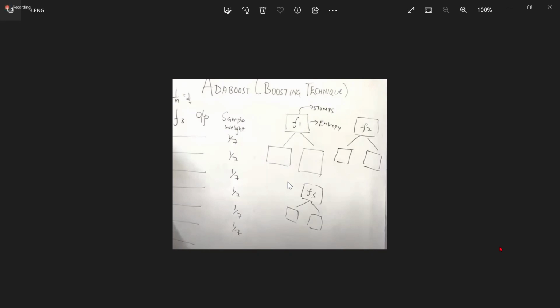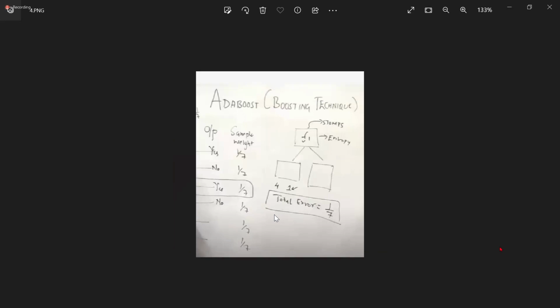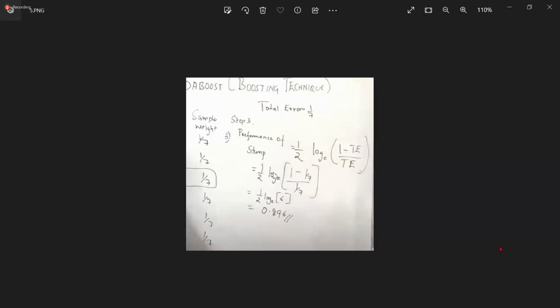To understand the math, first there is a logic called decision stump. Decision stump is a one-level tree. The root node is always an independent variable. As you compute the decision stump, assume out of 7 records, 1 record is misclassified. So what is the error then? 1 by 7. Once you compute that, we compute the performance of the stump. How to compute the performance of the stump? You need to apply a formula, and we got the value 0.89.